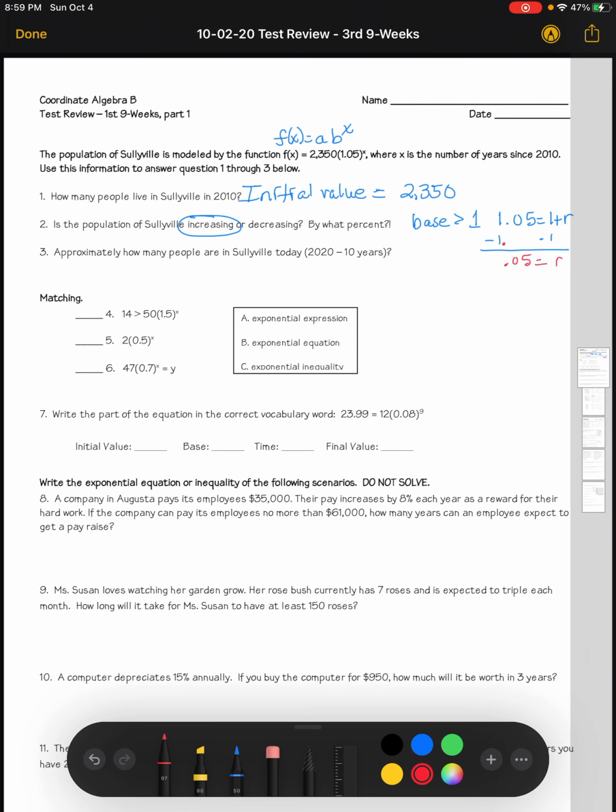So R would be equal to 0.05. That would be our rate as a decimal, and as a percent, it is 5%. By moving the decimal point 2 places to the right, we get 5%. So we know that it is increasing by 5%.